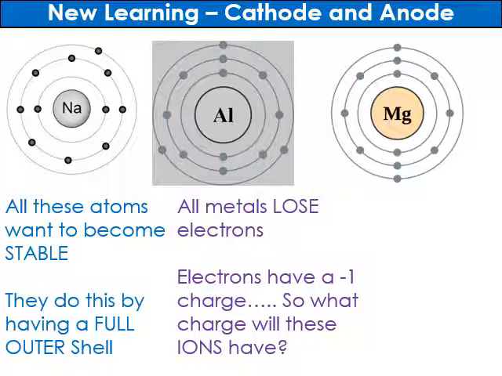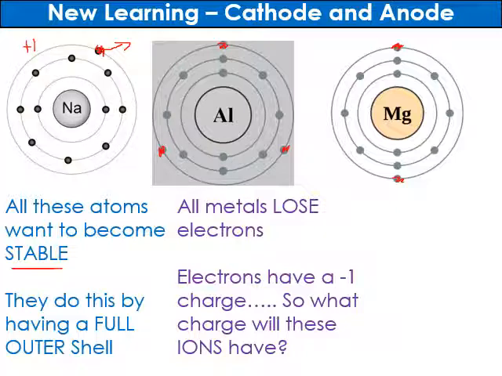All these 3 are metals, and in order to become stable, which means they want to get a full outer shell, these 3 will all lose their electrons. So sodium will lose its outer electron, it's only got 1. Aluminium has 1, 2, 3, so it'll lose all 3, and magnesium has 2, so it'll lose its 2. So now that sodium's lost 1 electron, what charge does it become? So remember, electrons are a negative charge. So if you lose 1 negative charge, you're going to become positive 1.